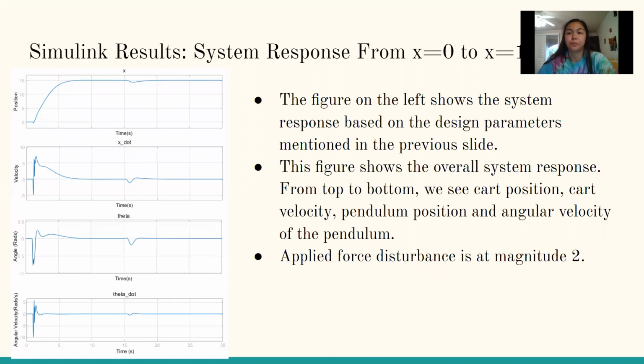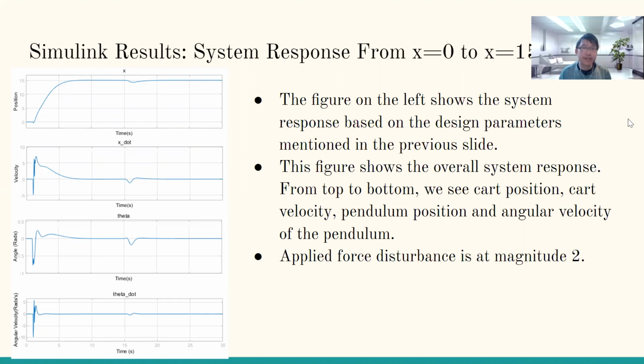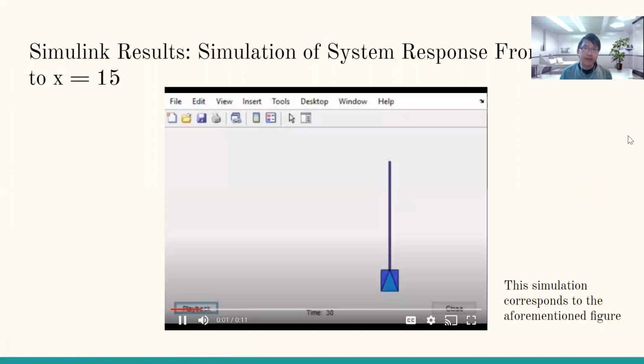For our first test, we set the parameters from x equals 0 to 15. The figures on the left show the system response based on the design parameters mentioned in the previous slide. From top to bottom, we can see the overall system response: the cart's position, the cart's velocity, the pendulum position, and the angular velocity of the pendulum. For this test, we applied a force disturbance of magnitude 2. In this video, we can see the pendulum's performance from 0 to 15 from the aforementioned slide.